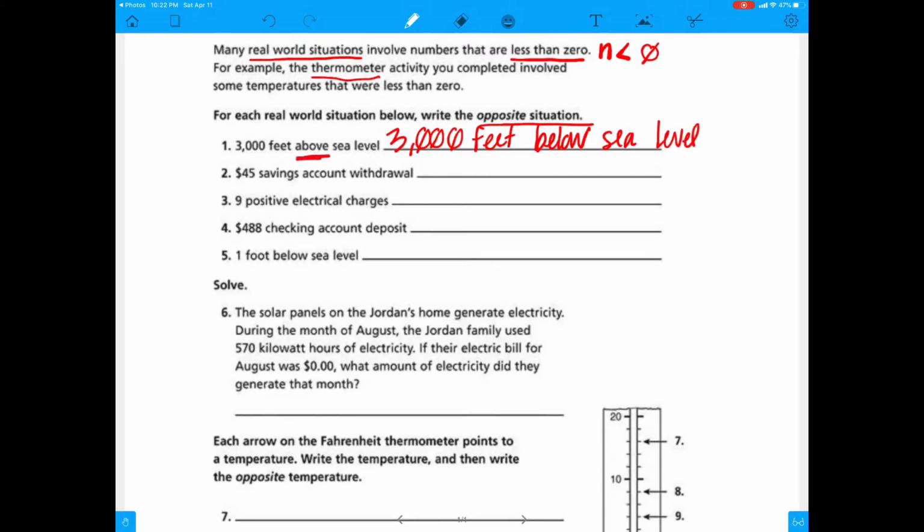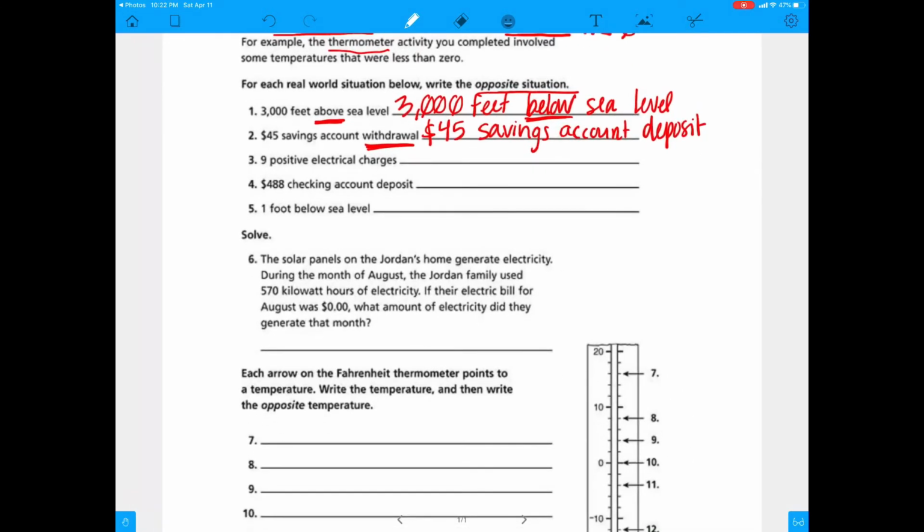For number 2, we have a $45 savings account withdrawal. Some people, every time I've taught this, have thought it was a 45 checking account. That's not the opposite. If you take money out, the opposite would be depositing it. So $45 savings account deposit, which again would be the opposite.